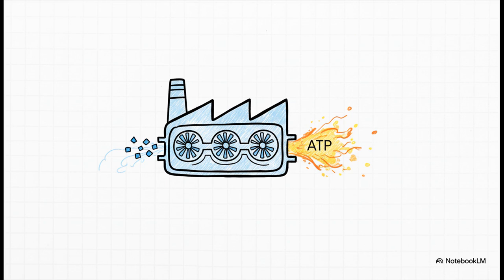Of course, no city can run without power, and for the cell, that power comes from the mitochondria. These are the power plants. They take the nutrients we eat and convert them into this energy molecule called ATP. And you can think of ATP as the currency, the cash, that pays for literally everything the cell needs to do. No ATP, no work gets done.